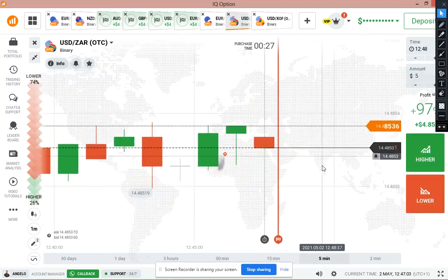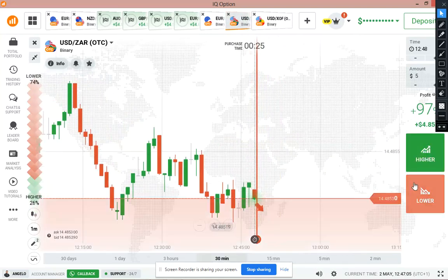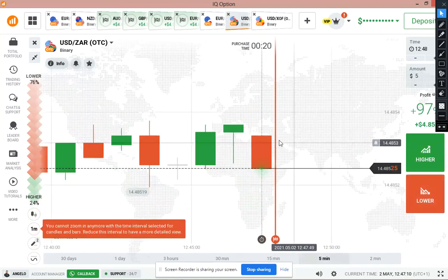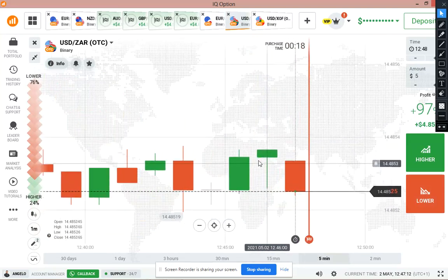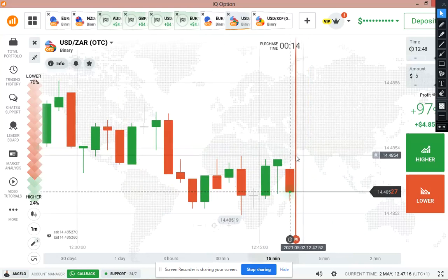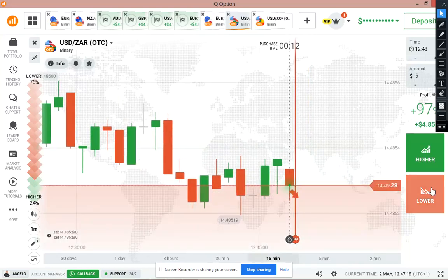Okay, there's no sign of sellers. I think this time the sellers will enter, but I need a good entry. I love this trade because the buyers still want to enter for 1 minute. So next candle is supposed to be red, but I need a good entry point.